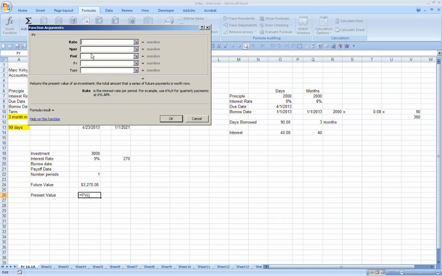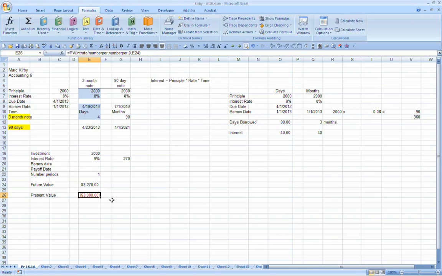Okay, same thing. I'm going to have the rate, interest rate, and notice it filled it in for me. It filled in int rate for me because I've already named that cell. So it went ahead and filled in the name for me instead of the cell address, divided by number of periods. So I hit my modifier right there. My number of periods, my future value is 3,270. My payments are 0. Right, I'm not making any payments. And I'm going to hit OK.